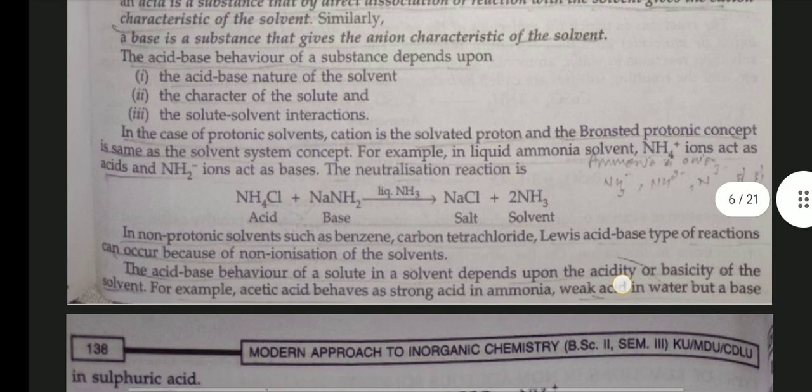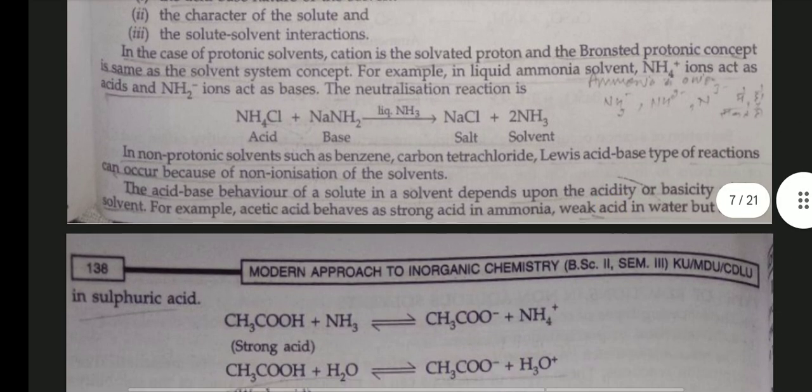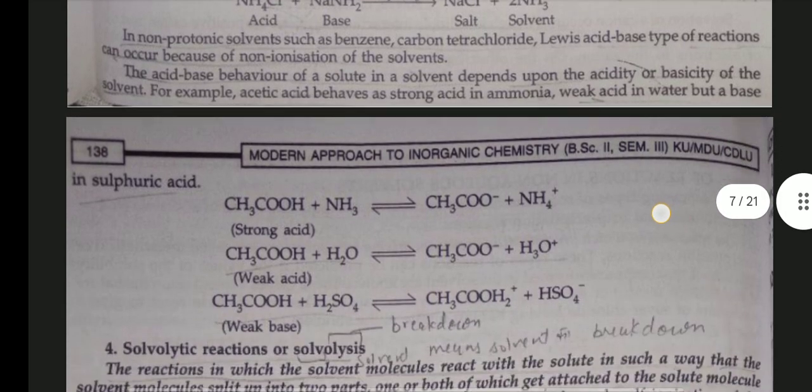In non-protonic solvents such as benzene, carbon tetrachloride, Lewis acid-base type of reaction can occur because of non-ionization of the solvent. The acid-base behavior of a substance in a solvent depends upon the acidity or basicity of the solvent. For example, acetic acid behaves as a strong acid in ammonia, a weak acid in water, but a base in sulfuric acid.